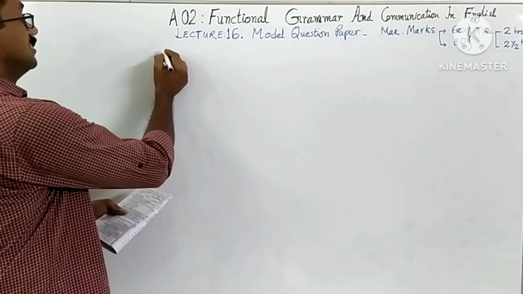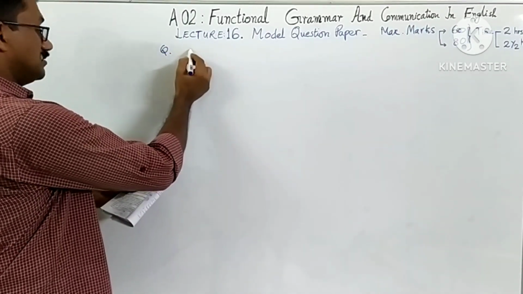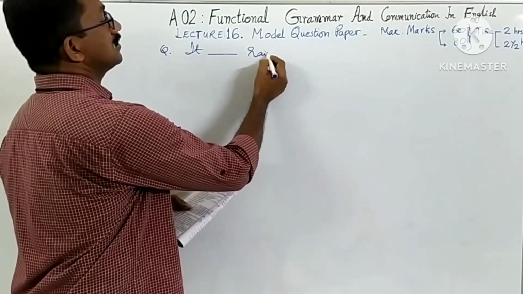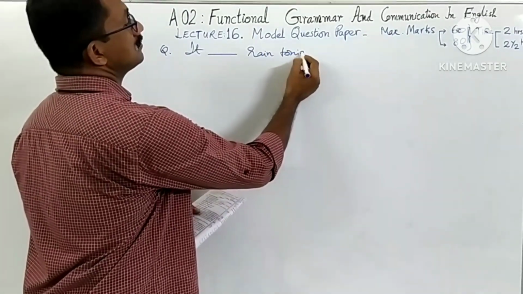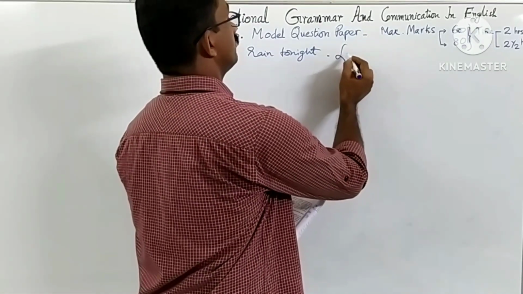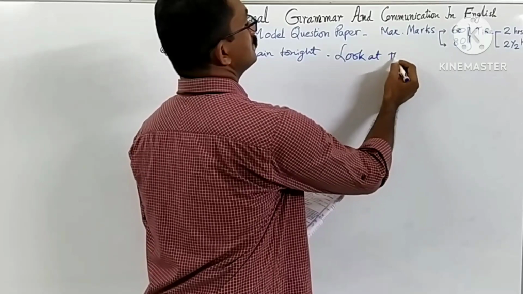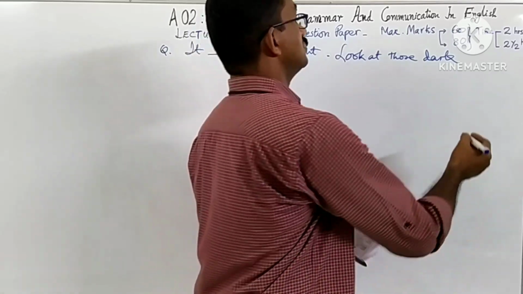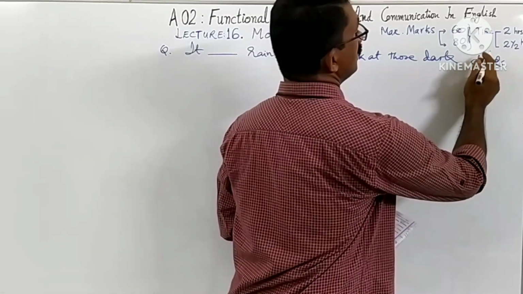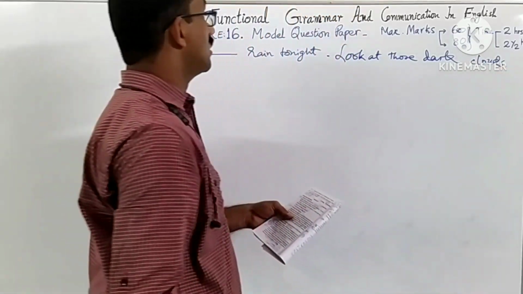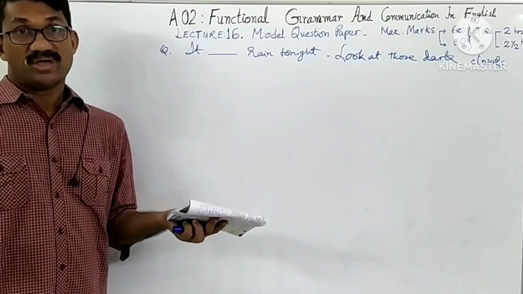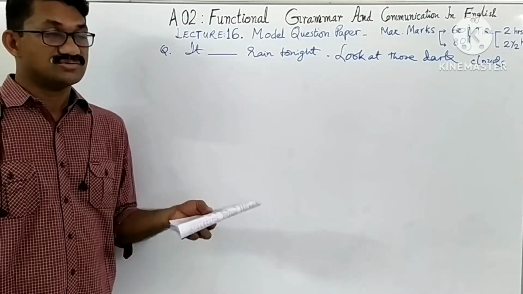Okay. Question is, alright, it dash rain tonight. Look at those dark clouds. Okay, there are dark clouds in the sky, and the dark clouds can just mean rain. It may rain. It has a chance, right?